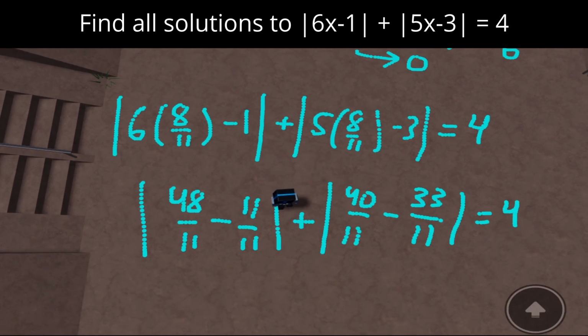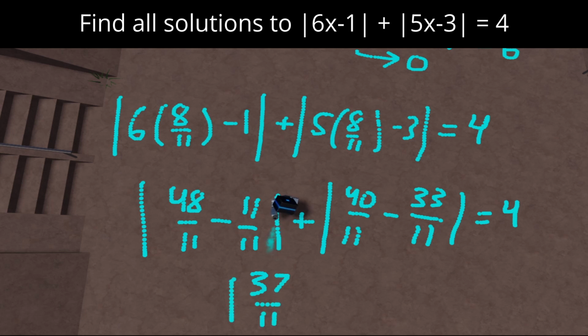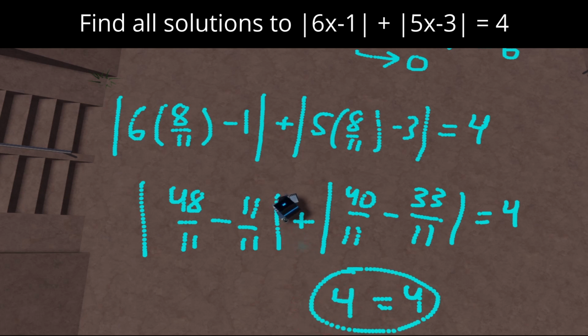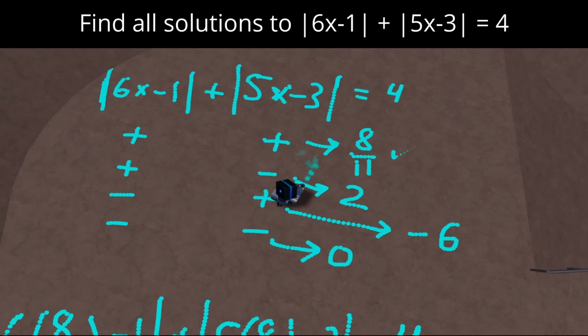Okay. 48 minus 11 is just 37/11, so that's in absolute value signs. And then 40 minus 33 is just 7, so I have 7/11. Both of these are positive numbers, so the absolute value does nothing to them. I'm just going to write 37/11 + 7/11. Is that equal to 4? 37 plus 7 is 44, so that gives us 44/11. Well, 44 divided by 11 is 4. So all that work proved that 4 is equal to 4. Therefore, the solution of 8/11 is true, because when you put it back into the equation it still stands. So therefore, I'll put a check mark on this one.